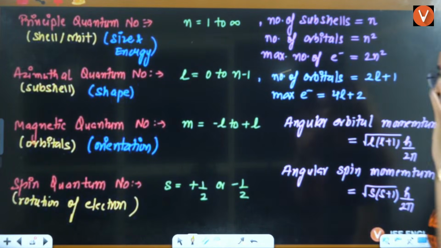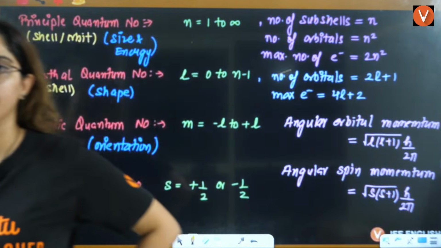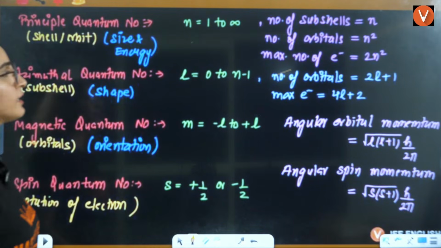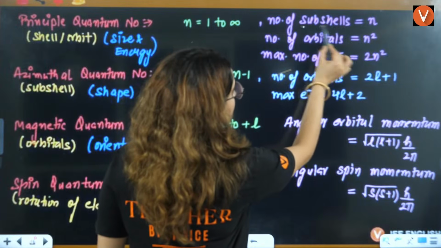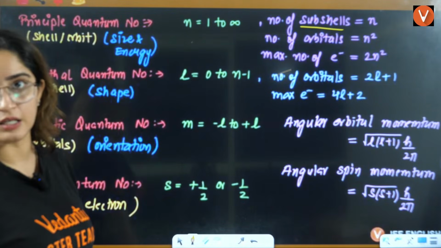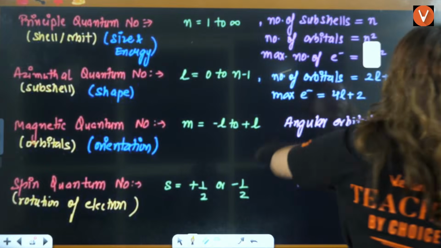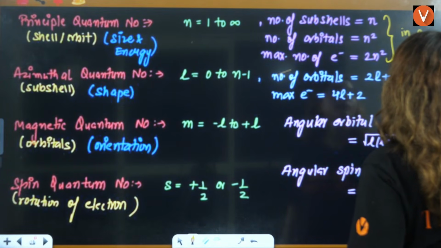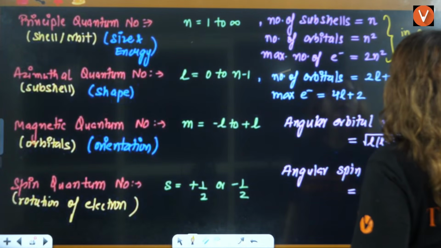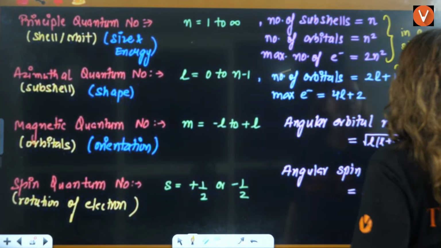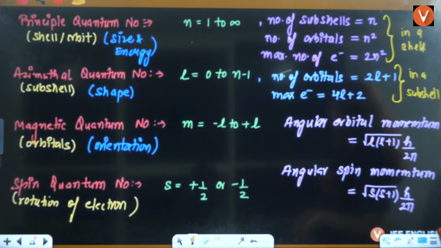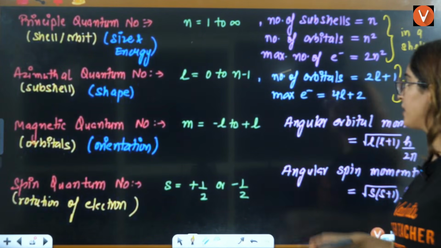So this is about all the formulas related to that. If you talk about the number of subshells in a shell, this whole is a shell. This thing I am talking about is the inner shell. This is if they have given you a subshell. Number of orbitals in a subshell is 2l plus 1.